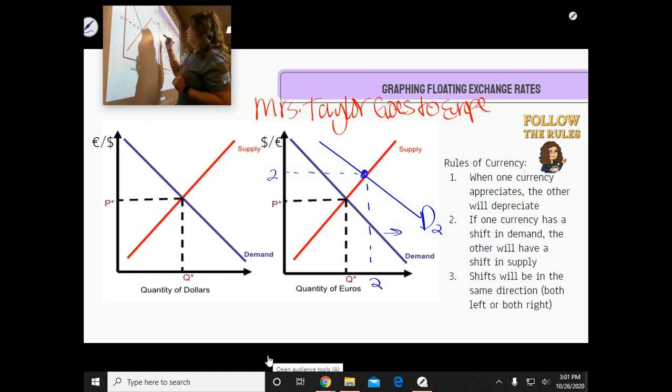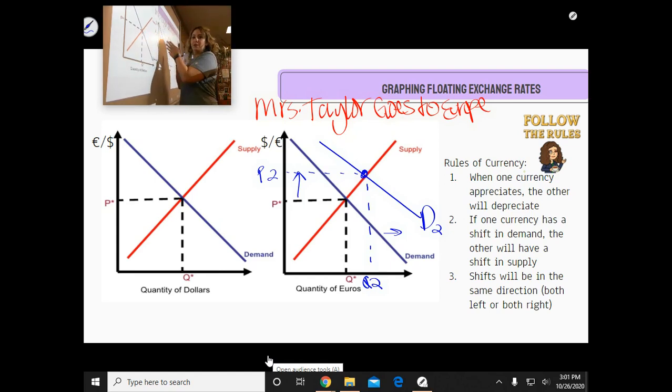So we have basically P2 and Q2. It looks like the value of the euro just increased. That's called appreciated because there was more demand. When there's more demand of a country's currency, it appreciates. Okay, let's follow the rules. When one currency appreciates, the other one will depreciate.